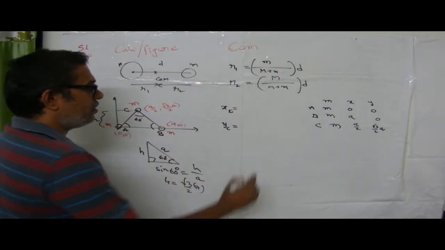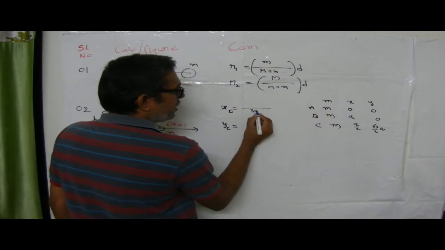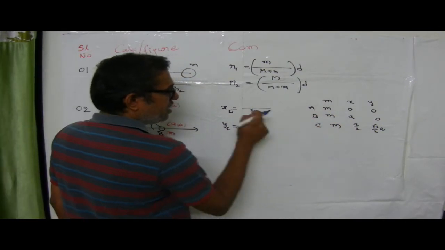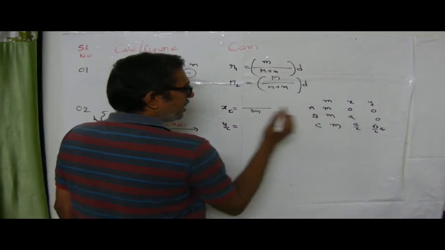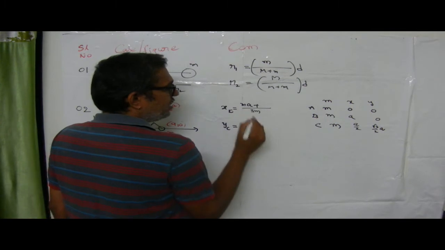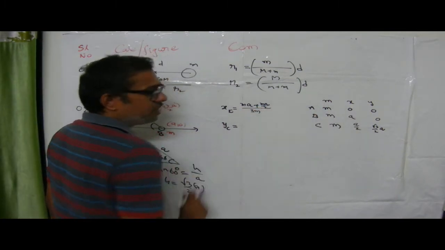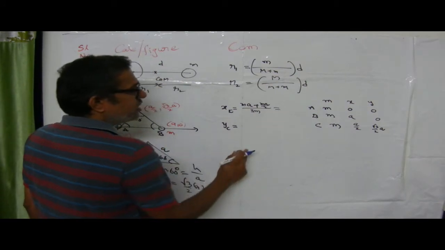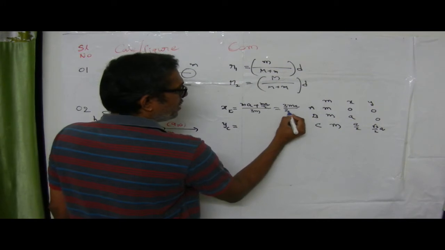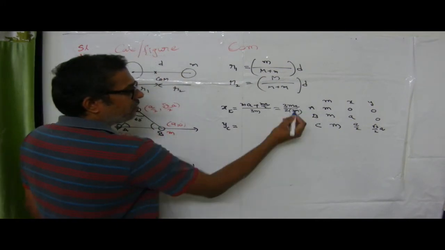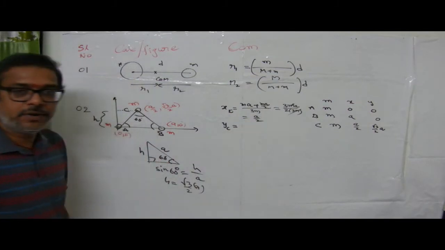Now how to apply the formula? Look carefully. Now what is the total mass? 3m. You can write down directly, the summation of all masses, 3m. m1x1 is 0, no need. m2x2 is m into a, plus m3x3, that means m a by 2. Therefore upon solving this you can write 3ma by 2, divided by 3m. 3m gets cancelled. Therefore xc is equal to a by 2.